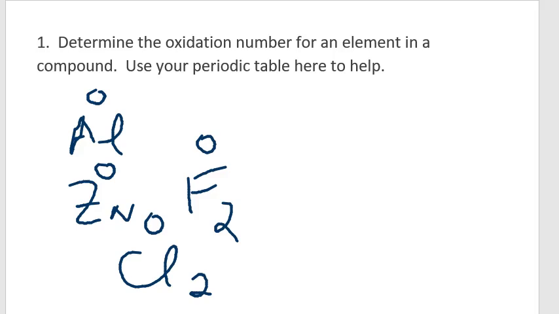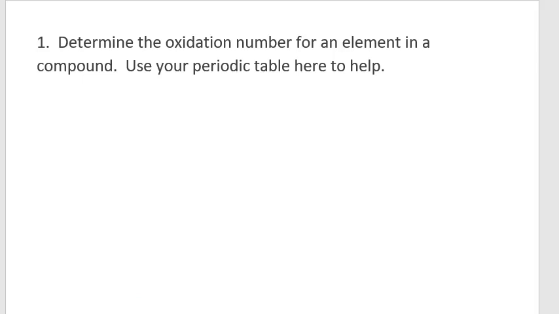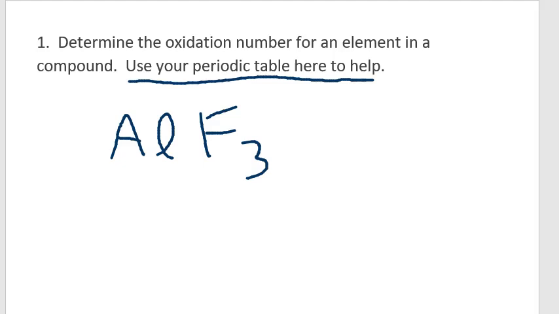But now when I have a compound, I have to be able to determine the oxidation numbers for the elements in that compound. So let's take a look. All right, so for instance, let's say I had aluminum fluoride, AlF3. Aluminum has an oxidation number and fluorine has an oxidation number. The first thing you're going to do anytime you're asked about oxidation numbers is don't forget to use the periodic table for help. I want to show you what I'm talking about.